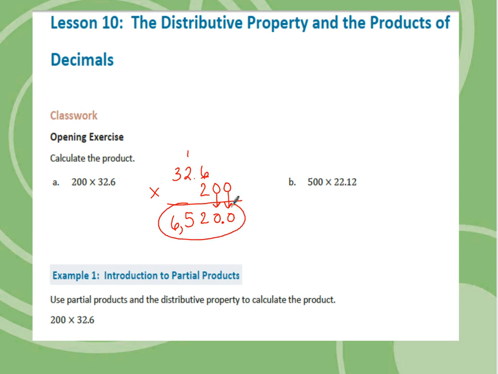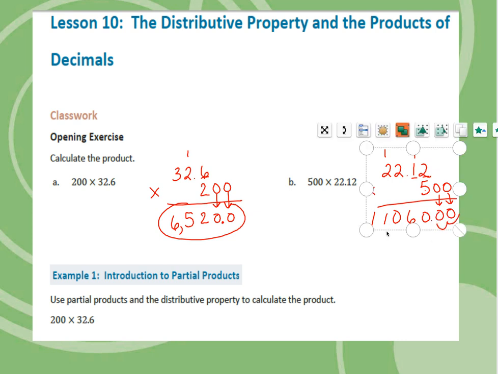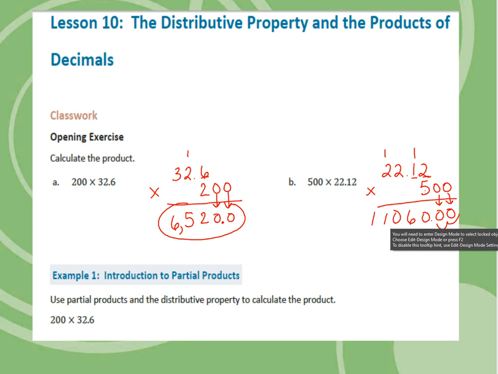On the second one, I'm going to do 22.12 and multiply that times 500. Again, I can hang my 0. 5 times 2 is 10, carry. 5 times 1 is 5, plus 1 is 6. 5 times 2 is 10, so I carry, and 5 times 2 is 10, plus 1 is 11. And this time I have 2 decimal places, so I move it 2 places, and we get 11,060. Okay?